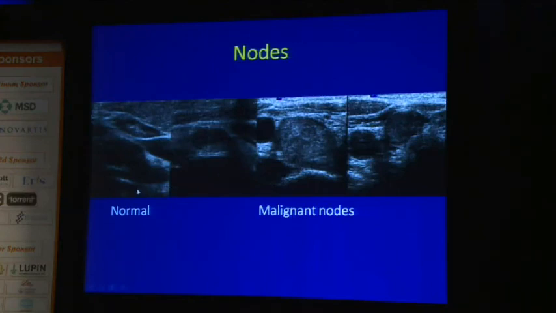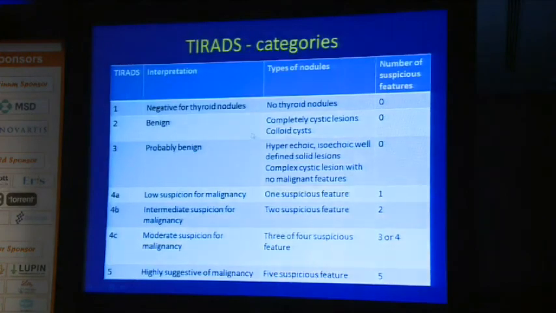Nodes are normal when they show a central fatty hilum, and they are malignant when there is loss of this echogenic central fatty hilum and they become round in shape. So what is the TI-RADS category? One is where it is a normal thyroid gland with no nodule. Two is benign when the nodule is completely cystic or is a colloid cyst. By colloid cyst, I mean a honeycomb lesion.